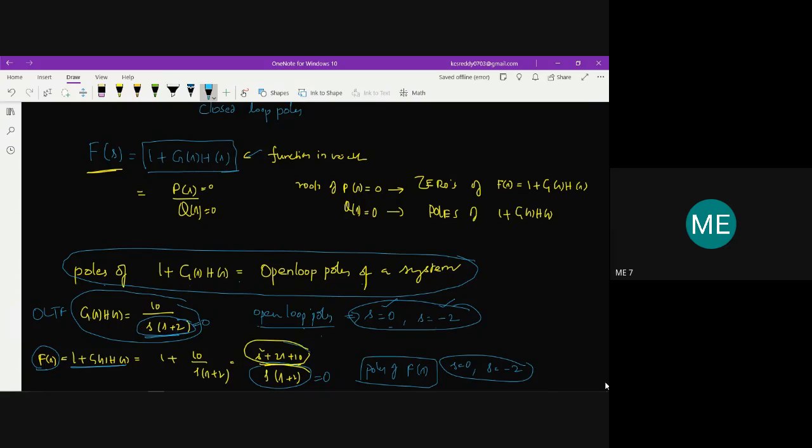So the numerator will become p of s, and the denominator will be q of s. Equal to 0, you can get the poles of f of s, that is, the poles of 1 plus g of s into h of s. So the poles of 1 plus g of s into h of s are equal to the open loop poles of the system. This is what we can conclude from the above example.